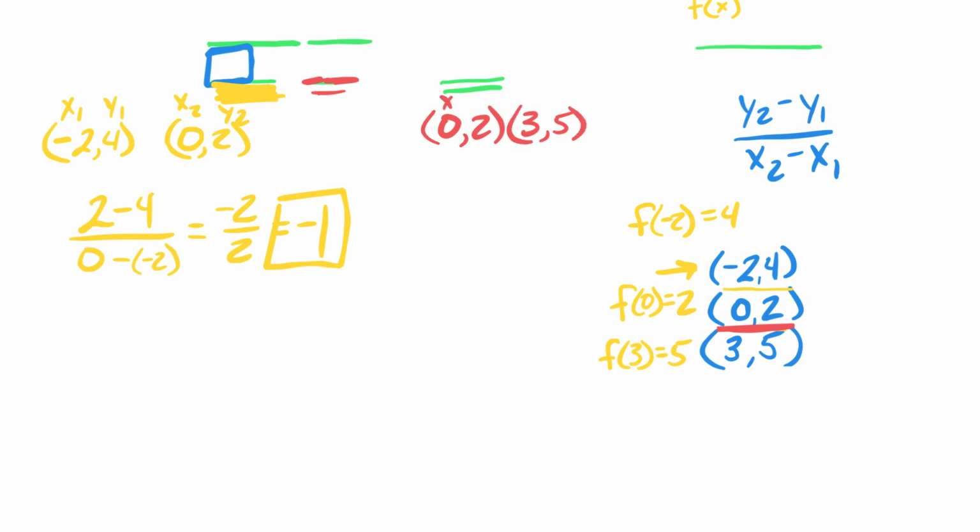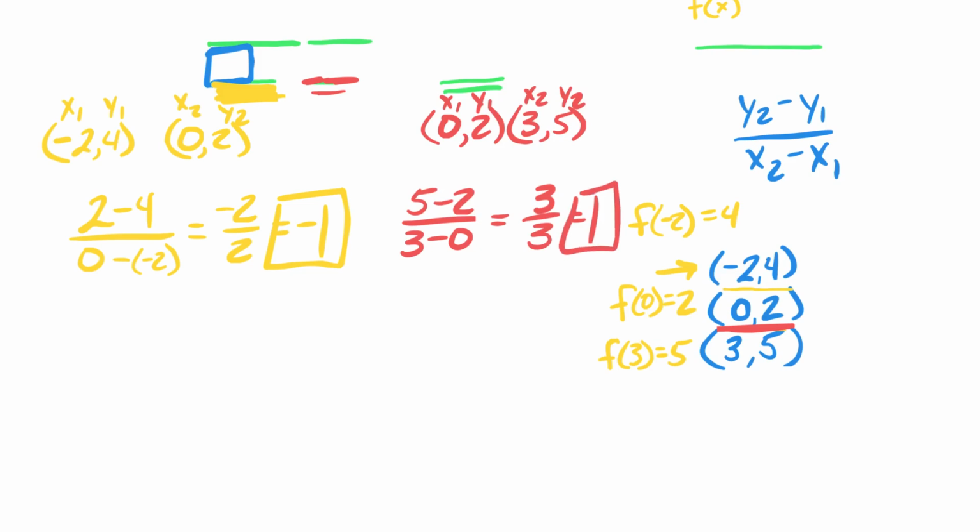So I'm going to call this x1, y1, x2, y2. So we go y2, 5, minus y1, which is 2. Of course, this comes out to be 3, over x2, 3, minus x1, which is 0. So this has a slope of 3 over 3, which is 1. So my rate of change for interval 0 to 3 is 1.